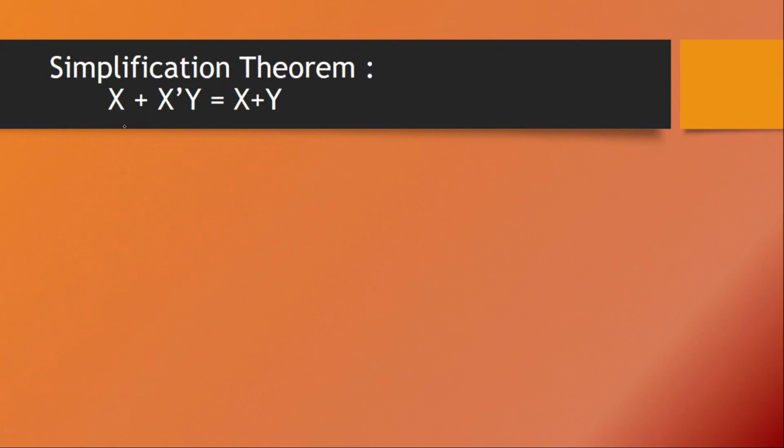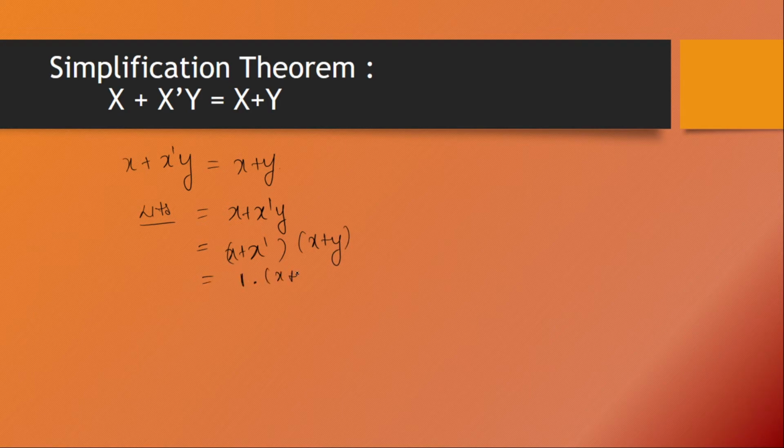First, let's take a simplification theorem, which states that x plus x dash y gives x plus y. Let's start from the left hand side, which gives me x plus x dash y. Then let me apply the distributive law here. That gives me x plus x dash into x plus y. You know that x plus x dash is always 1, so 1 dot x plus y. 1 AND anything gives you that anything value, which is x plus y, nothing else but your right hand side. So pretty cool, isn't it?